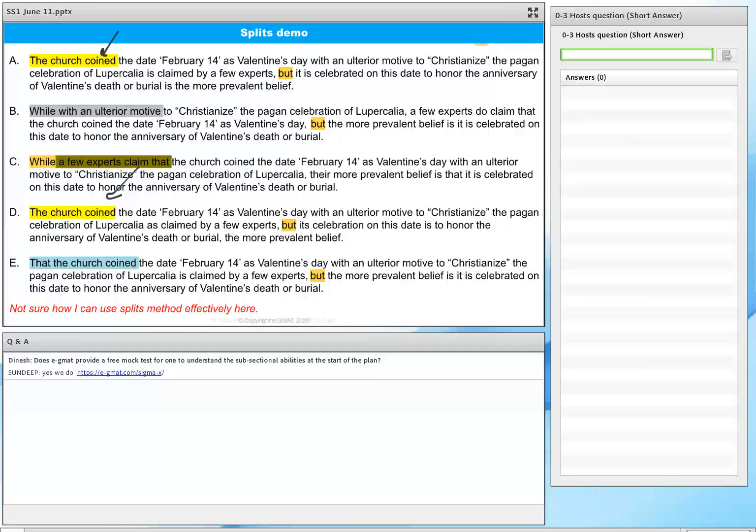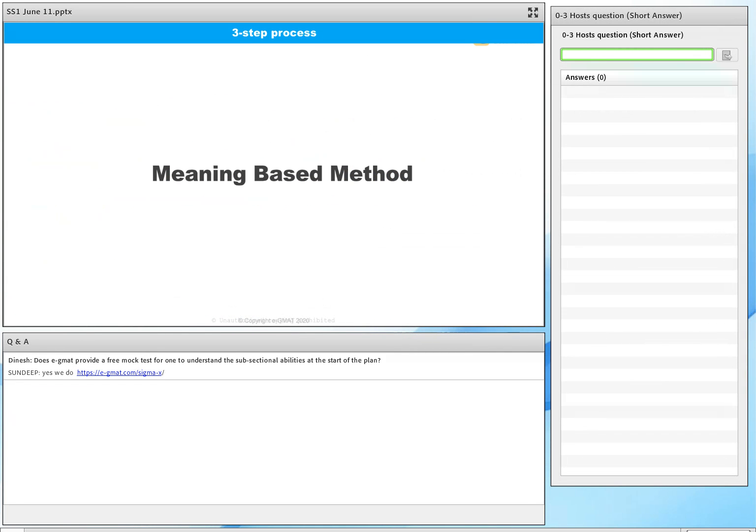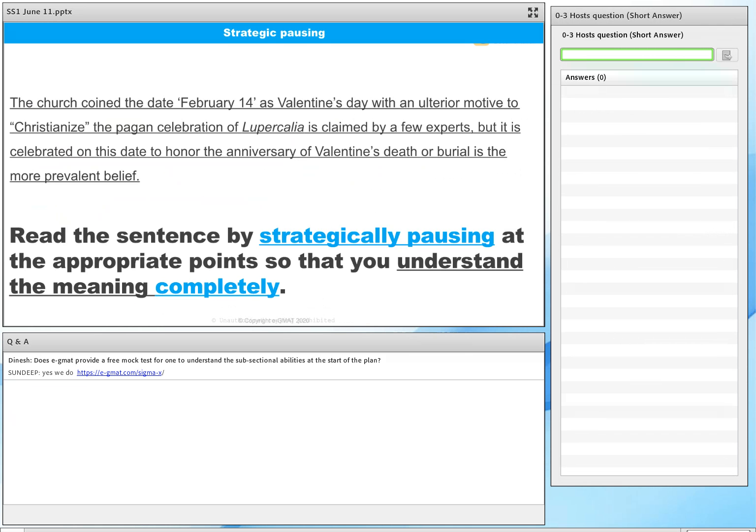Then you have "but" in these four choices over here, and you have "that while" over here, and you have "that" as the beginning. And you can say, man, there are too many permutations and combinations. You really can't even effectively apply splits, even if that were possible. Okay, so let's see how we go about solving this question using the meaning-based approach.